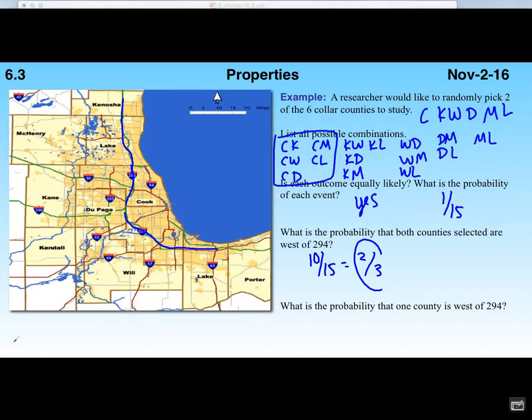I prefer your probability to be expressed as a fraction if it's possible. You can convert it to a decimal if you want. Definitely do not tell me the probability is 67% though, because that is wrong. What's the probability that one county is west of 294?